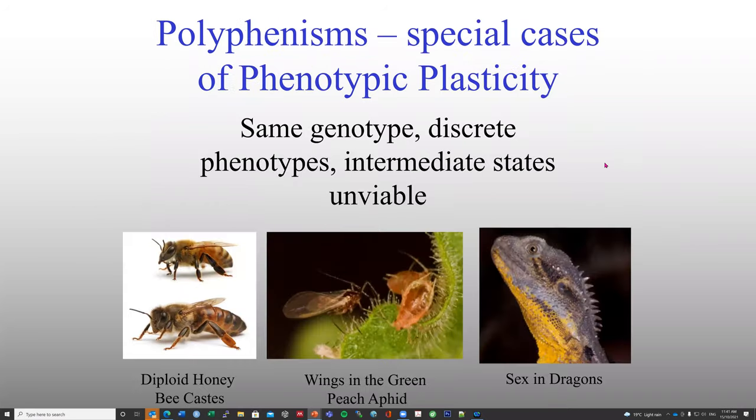Now, the phenotypic plasticity we're interested in is called a polyphenism. It's a special case of phenotypic plasticity because you have the same genotype, but discrete phenotypes where intermediate states are unviable. So examples are diploid honeybee castes, wings in the green peach aphid, and sex in dragons. They're polyphenisms and they're a special case of phenotypic plasticity.